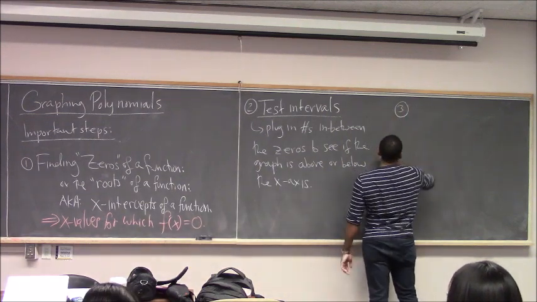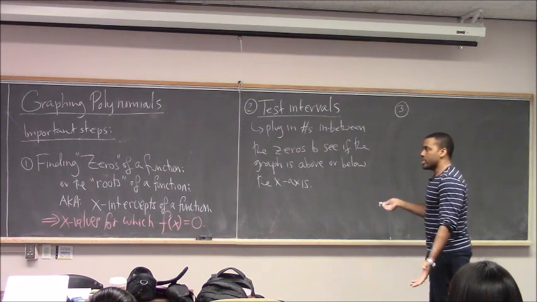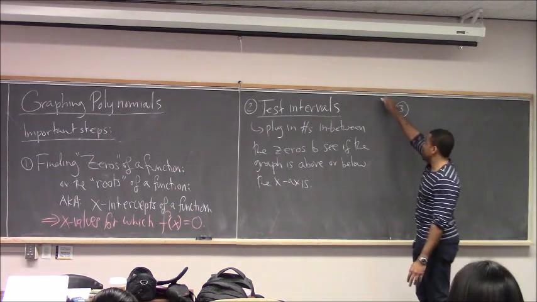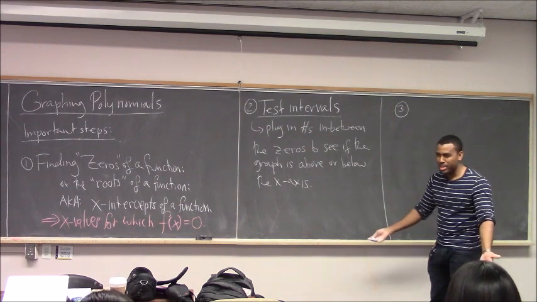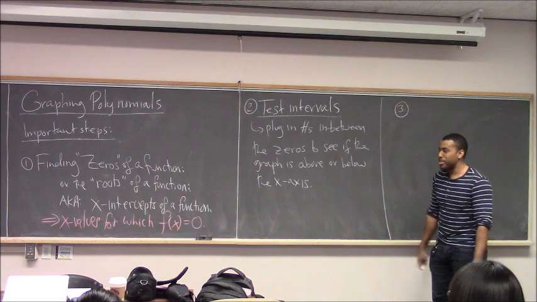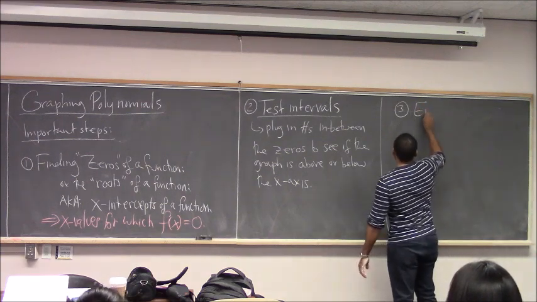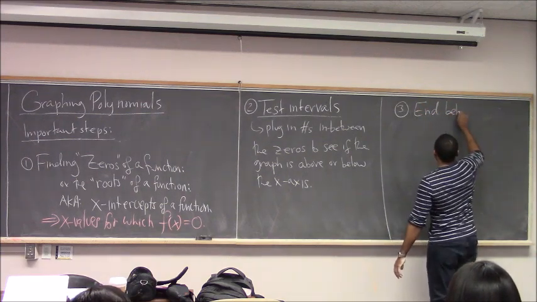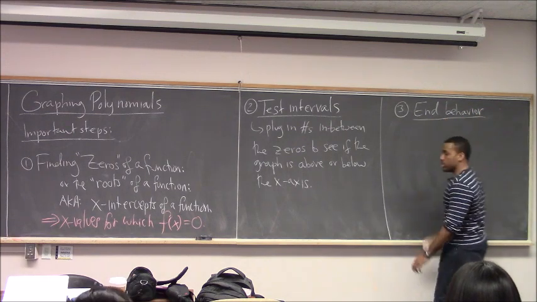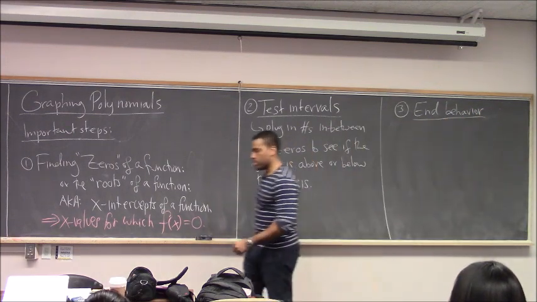And 3, which I consider optional, but a lot of people make a big deal out of it, and your textbook makes a big deal out of it, so I'm going to tell you what it is anyway. But with those two, you can sketch a graph. But a lot of times, people often like to talk about end behavior. So this is how the graph behaves at the ends.